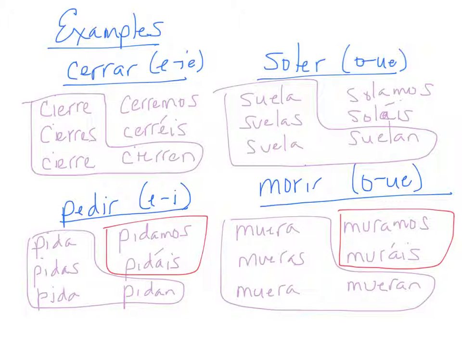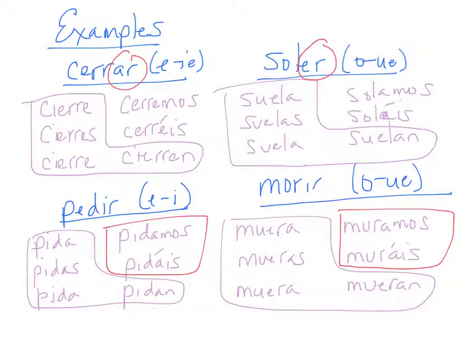Okay, here are your answers to your stem changers. With cerrar, we're going to go E to IE in the boot, but because it's an AR verb, when you come out of the boot, there's no more stem change, as you can see, cerremos and cerréis. Same thing for soler, O to UE, suela, suelas, suela, and then suelan. When you come out of the boot, we have no more stem changer. That's because it is an ER verb, and cerrar is an AR verb.